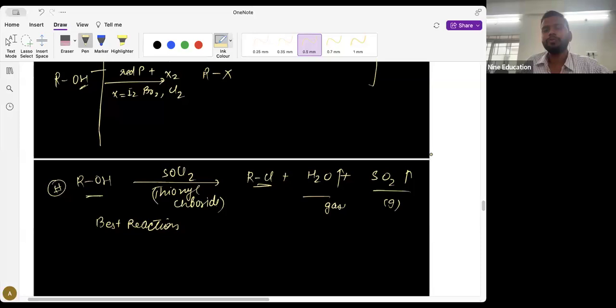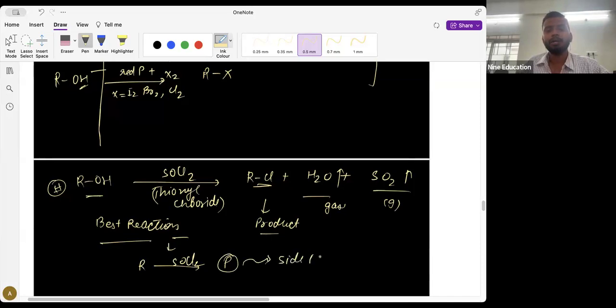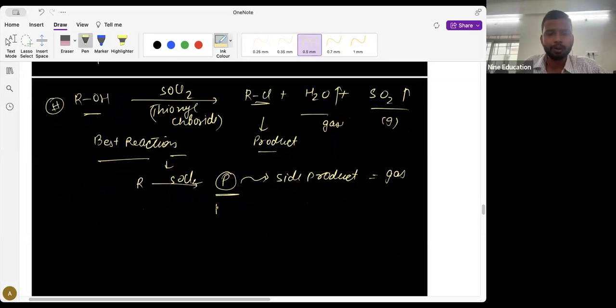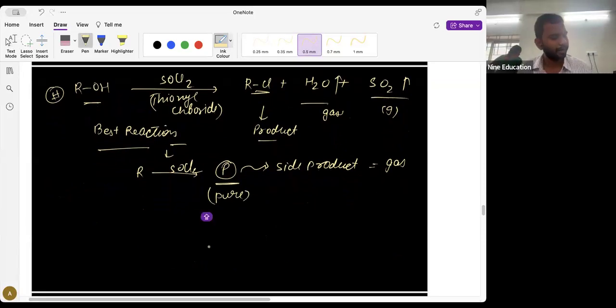Best reaction, why? Because we are getting H2O and SO2 as gas. So these two will be removed and the last product we can get directly. जैसे ही reactant को react कराते, you put SOCl2, directly you will get your products and the side product will be removed as gases. अगर side product remove ही हो गए, pure product मिल गया आपको. So this is the best reaction which you can do for converting the alcohols to alkyl halides.